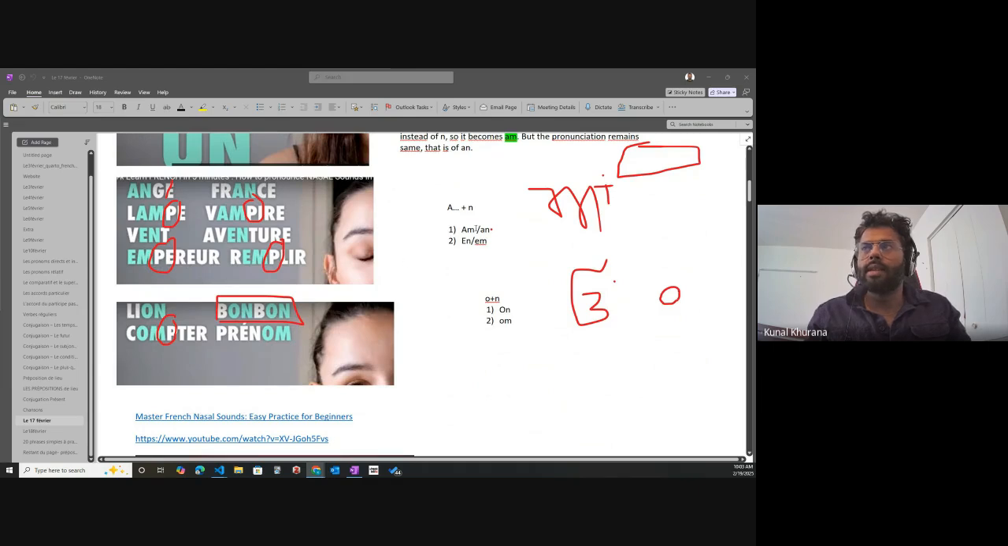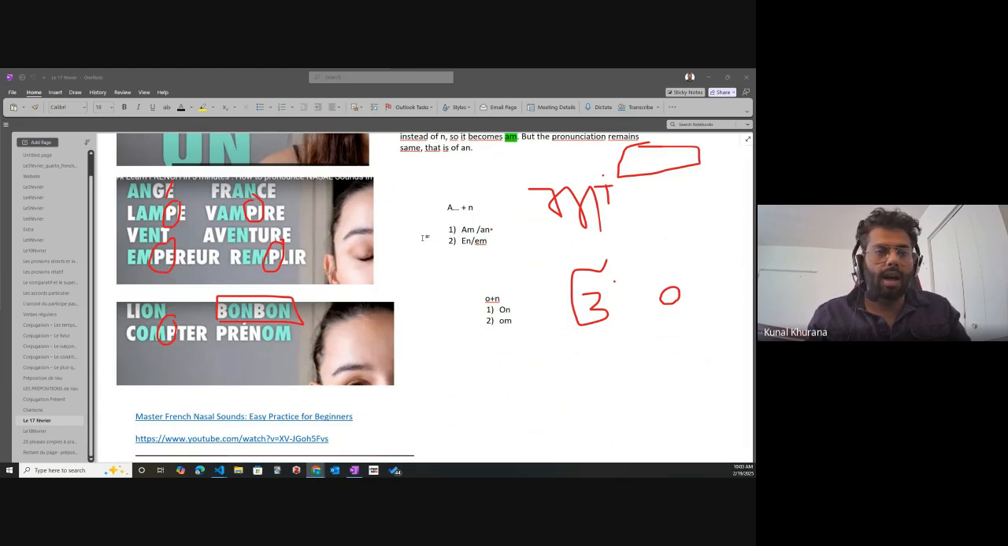And this rule also applies in the second category, that's sound. So these are the examples. Ange, prince, lamp, vampire. So you see here, lamp has a P after that sound, so it becomes M instead of N. Generally it's N, but if it's followed by P or B, then that N changes to M.